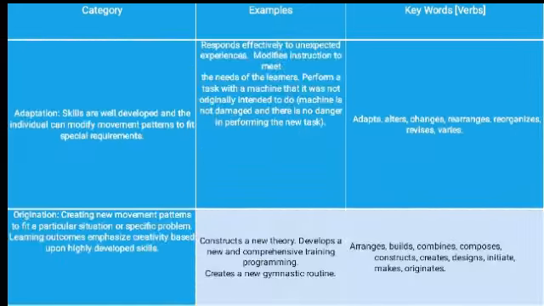Adaptation: skills are well developed and the individual can modify movement patterns to fit special requirements. Examples: responds effectively to unexpected experiences, modifies instruction to meet the needs of the learners, performs a task with a machine that it was not originally intended to do. The machine is not damaged in performing the new task. Keywords: adapts, alters, changes, rearranges, reorganizes, revises, and varies.